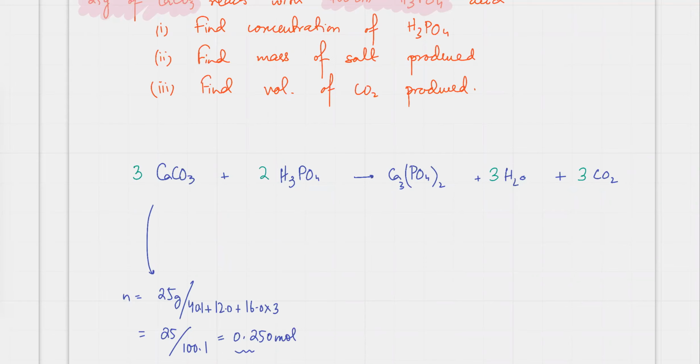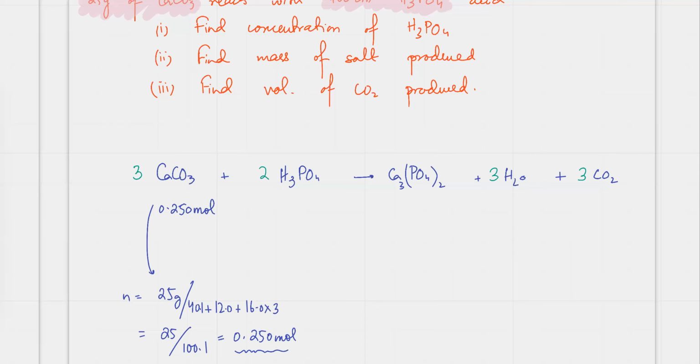But remember, try not to round off things on your calculator, as long as possible. Sometimes it would become too impractical, but just don't round off things on your calculator. So this is 0.250 moles, right?